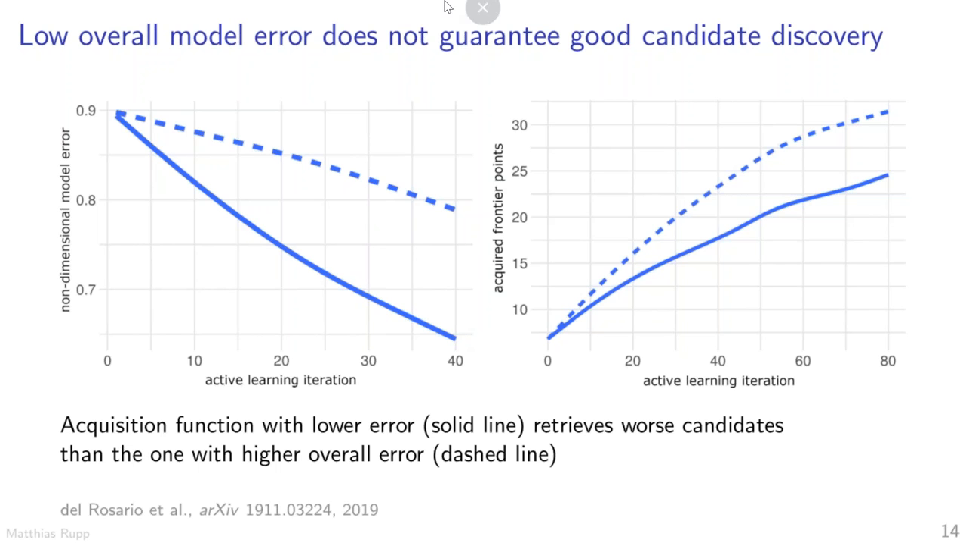Matthias, are you chiming in? I can't tell. I have been unmuted, but you're doing fine. Okay. It is indeed the number of points acquired on or from the peripheral frontier. Excellent.